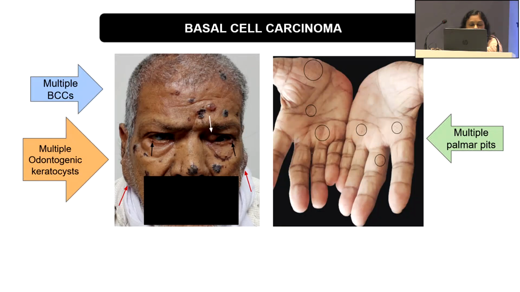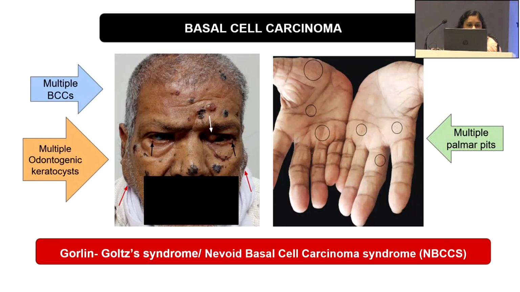Now coming to basal cell carcinoma. This was an 84-year-old gentleman who had a history of multiple BCCs at multiple points of time, histologically proven multiple odontogenic keratocysts and multiple palmar pits. Yes, that's a case of Gorlin-Goltz syndrome or nevoid basal cell carcinoma syndrome. Dr. Seema has very well explained the diagnostic criteria.